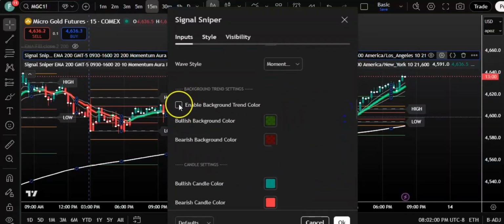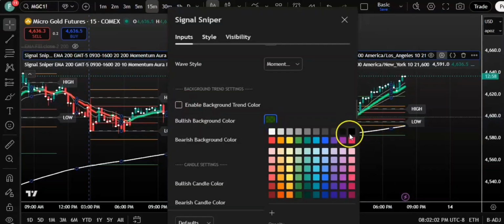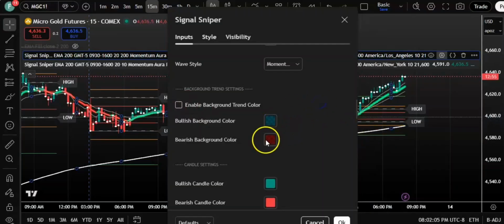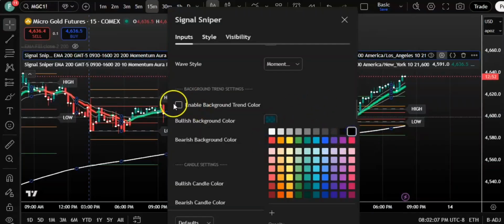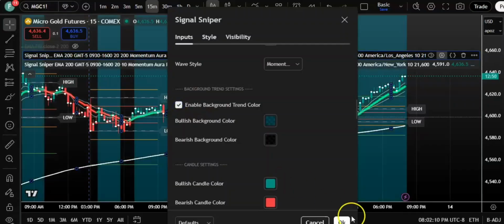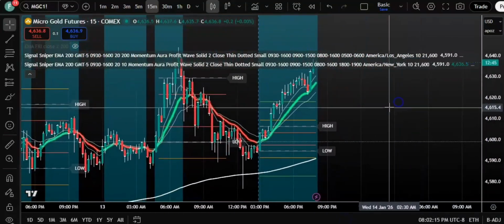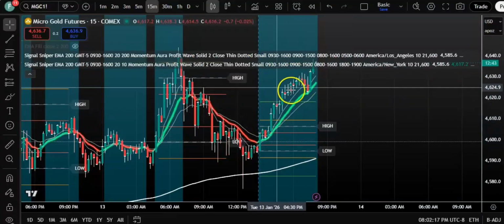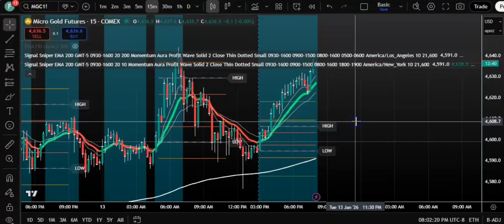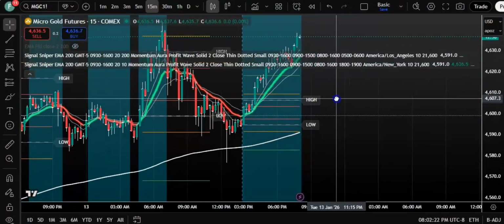I'm going to click on the settings, and go to my background trend color. Let me see. I want this one blue, this one black, and then enable it. And now you got this. As you can see, if the background trend is blue, that means it's bullish. If it's black, the trend is bearish.